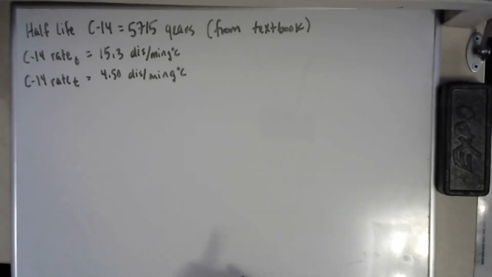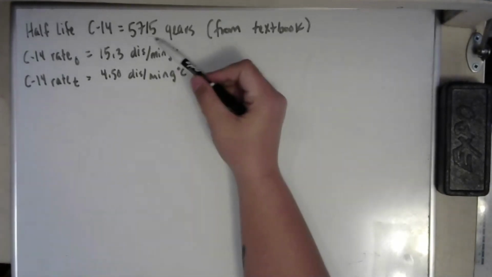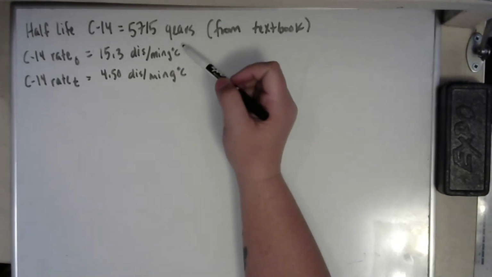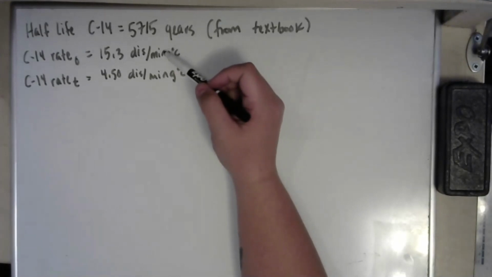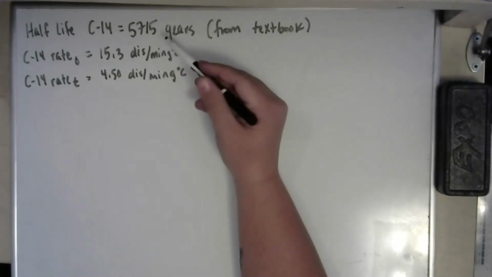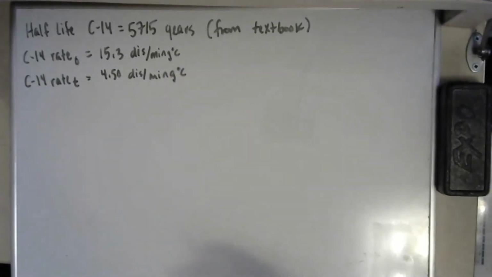Okay, so this is our info. One thing that we have to know before we solve this problem is that the half-life for carbon-14 is 5715 years. Okay, and that's going to be from your textbook. You don't have to know a lot of half-lives, but knowing the half-life of carbon-14 is a good idea because it's so commonly used in these questions.